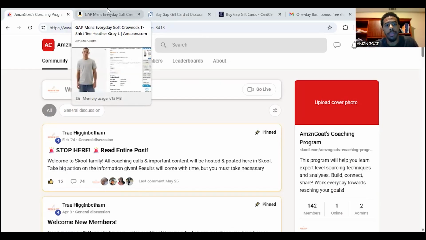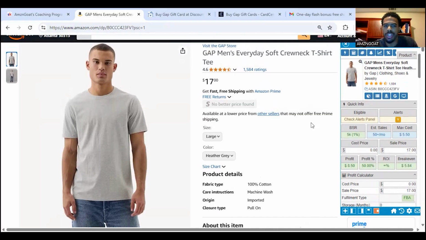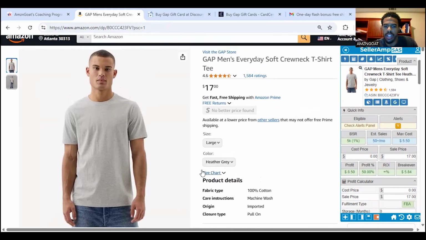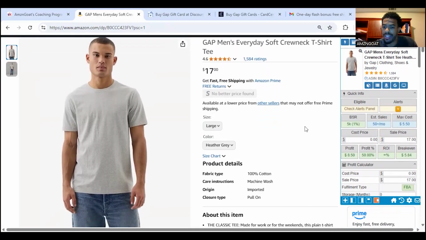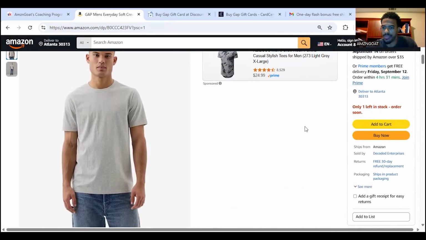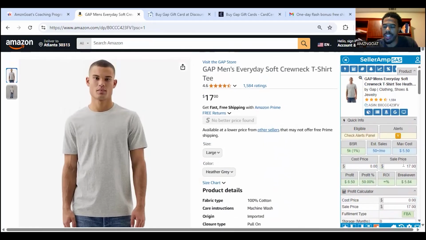I have a product example that I want to show you all, and it is this, plain old Gap t-shirt, Gap men's everyday soft crew neck t-shirt tee. Color is heather gray, size large. So we see that this product is buy boxing at $17 right now, and that looks to be FBA right here. We see ships from Amazon, sold by Decoded Enterprises. So it's an FBA buy box at $17.